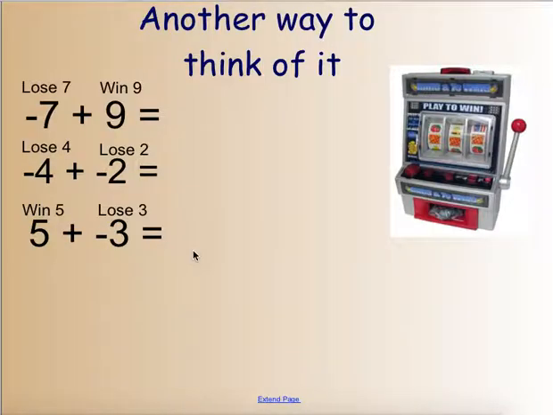This is another method of going about it, winning and losing points. So if you are playing a game and you lose 7 points and then win 9 points, that would be saying that you have a total of 2 points. If we lose 4 points and lose 2 points, then we have lost 6 points altogether. And we win 5 points but then lose 3, now we only have 2 points total.